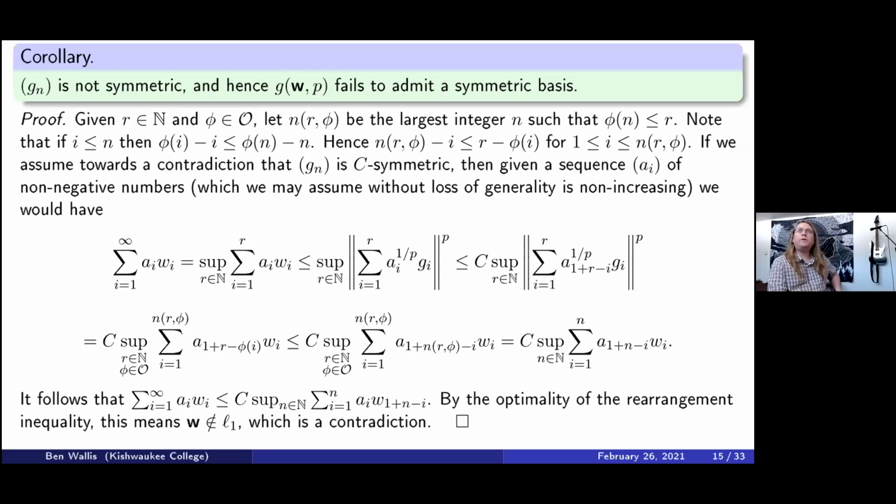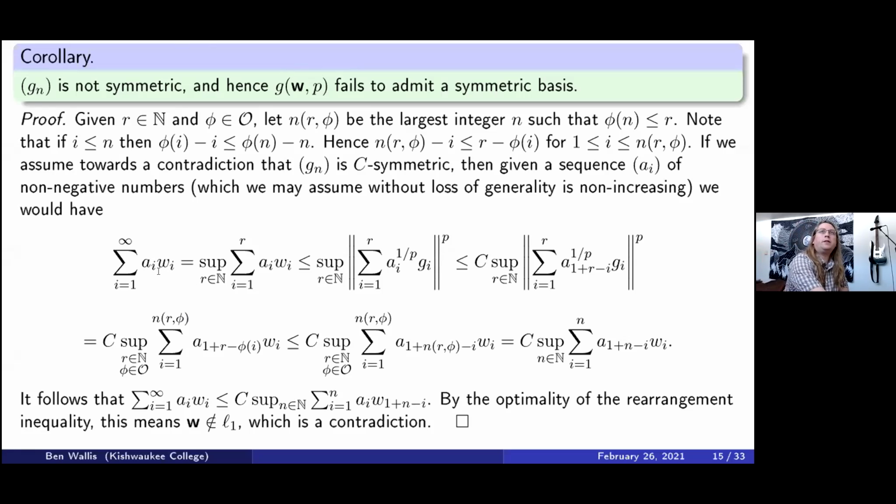So how do we prove it? I don't know if I want to go through this slide in detail. It's kind of technical, but the basic idea is you assume towards a contradiction that the basis is symmetric. You let the w_i's, these are the weights, remember, these are the weights of the Garling sequence space.